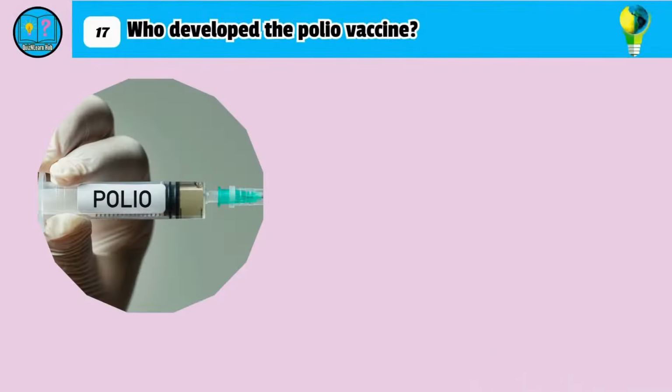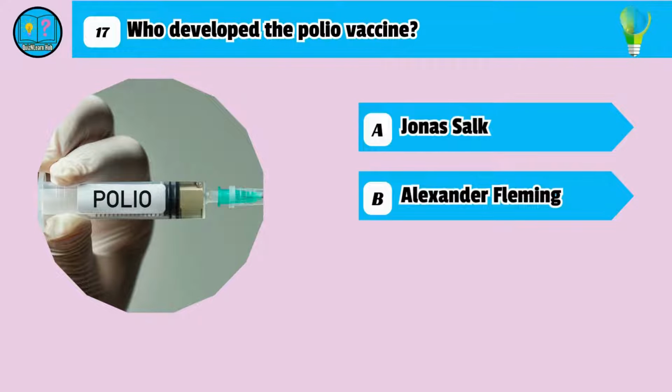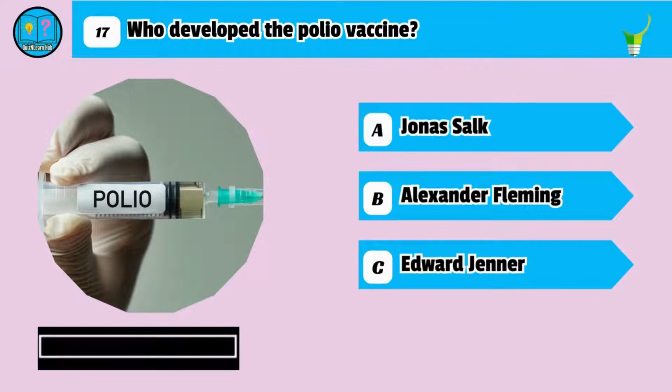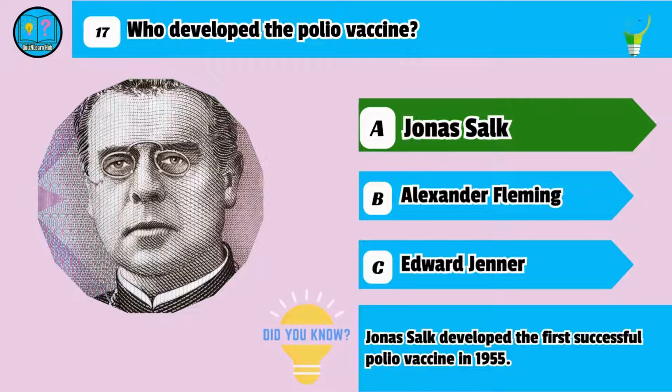17. Who developed the polio vaccine? Jonas Salk, Alexander Fleming, Edward Jenner. Jonas Salk. Jonas Salk developed the first successful polio vaccine in 1955.